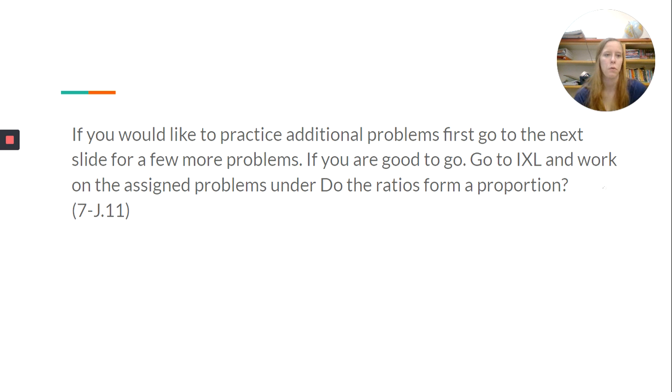So we're at the point if you want to continue to practice problems, there are a couple more. Otherwise, you can go to IXL, work on the problems under do the ratios form a proportion. I will suggest that skill to you and link it on Edmodo. Otherwise, you can also just search for the skill. Remember, the goal is to get a SmartScore of 100, and make sure you sign in because otherwise I do not know that you're doing it. So if you want to continue to do problems, let's go.